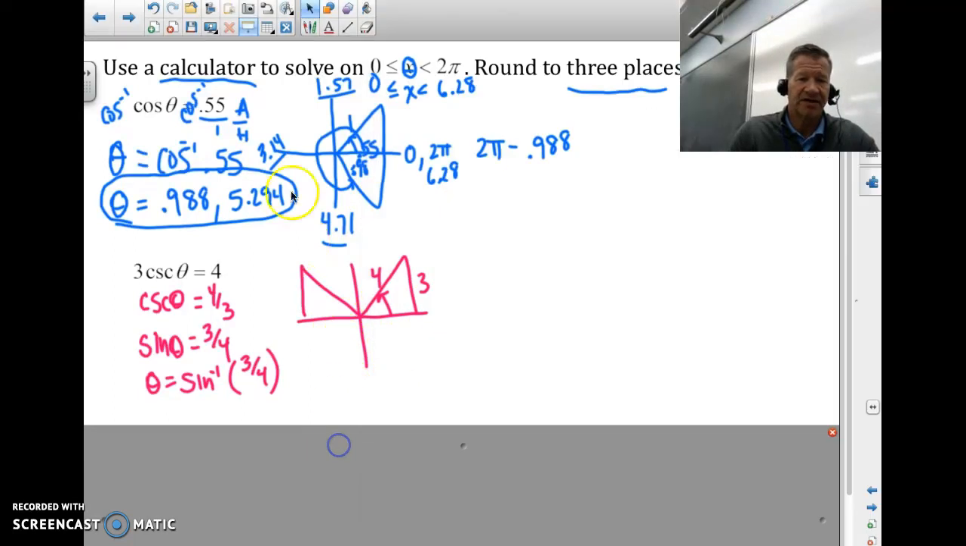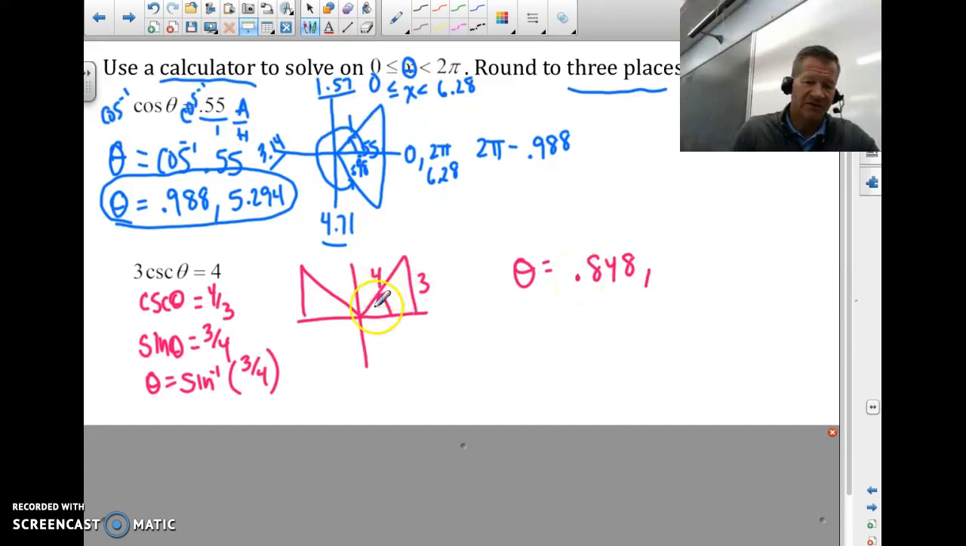So let's come back here. So one answer is 0.848, and that's the one in the first quadrant between 0 and pi over 2. It's also the reference angle in both quadrants. So how big would this angle be? Well, if you said all the way to here is pi, all I got to do is subtract that last answer from pi, you would be correct.